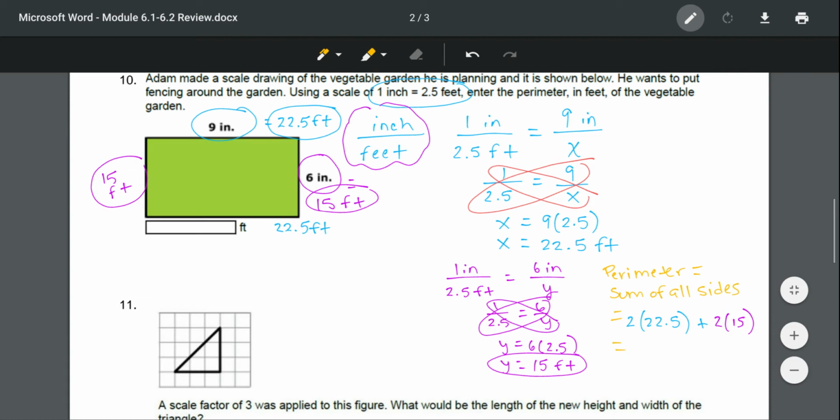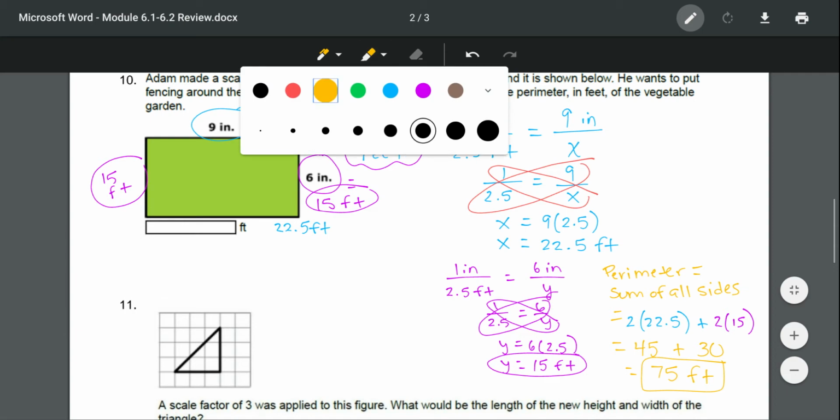So I'm going to make those calculations. 2 times 22.5 is 45. And 2 times 15 is 30. So I get a final answer of 75 feet. Okay, so that's the final answer that I'm going to write in my answer if I were taking the test.